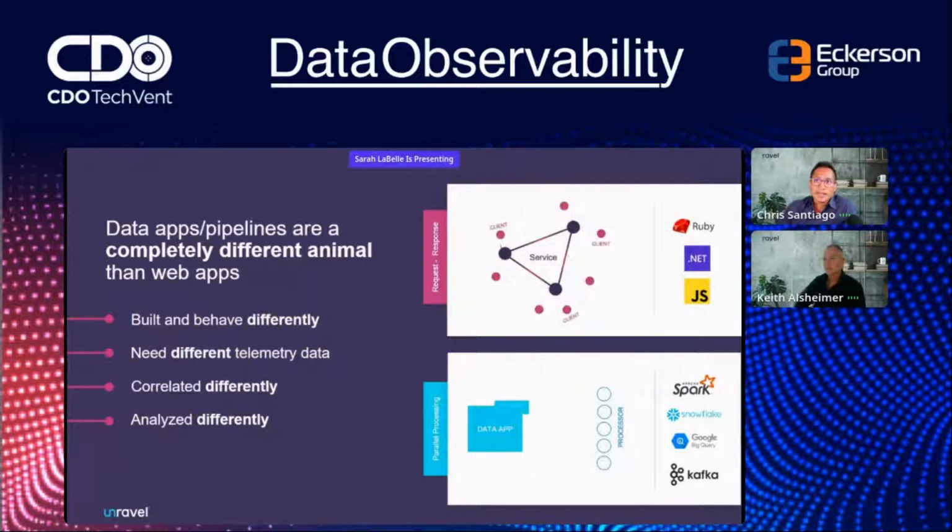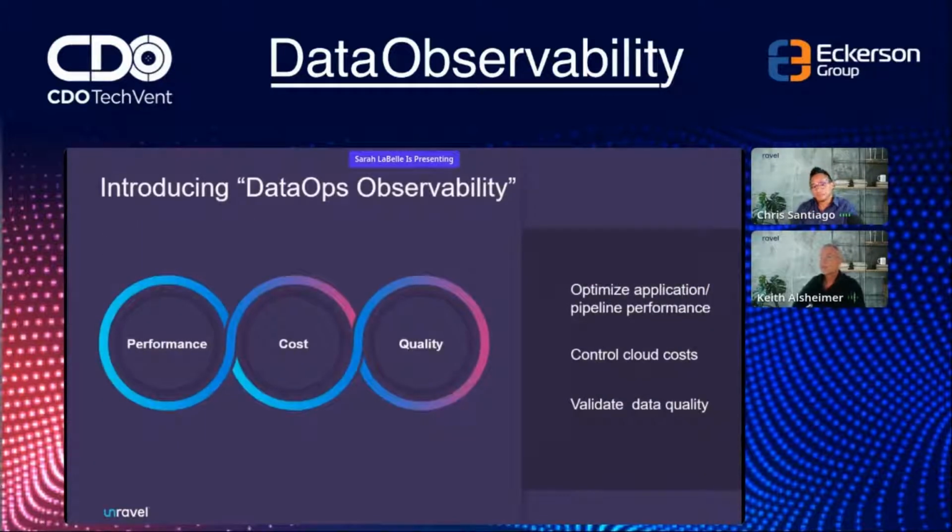And what you find is that while these traditional DevOps tools and observability platforms provide some level of observability, they're not really answering all the questions or resolving any of the issues that data teams are facing day to day. And so that's really how we're defining data ops observability. It's the set of best practices and tools that data teams need to deliver on data ops, right? And so it spans performance, cost, and quality.